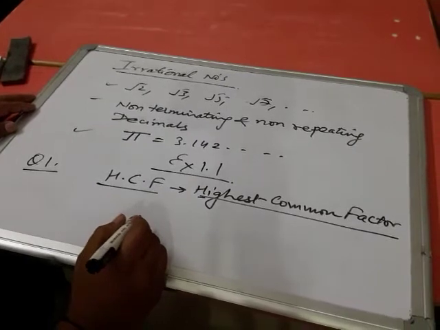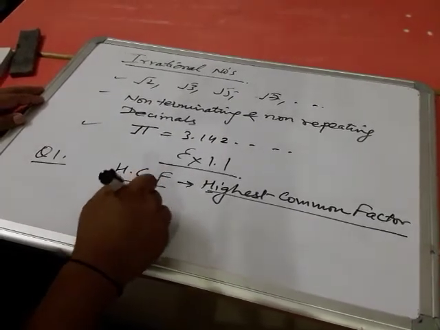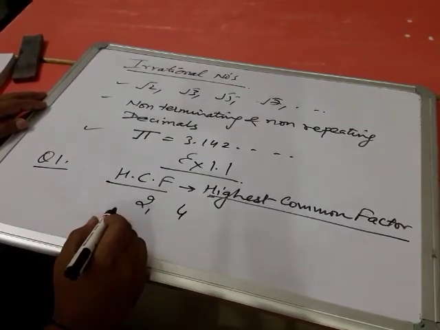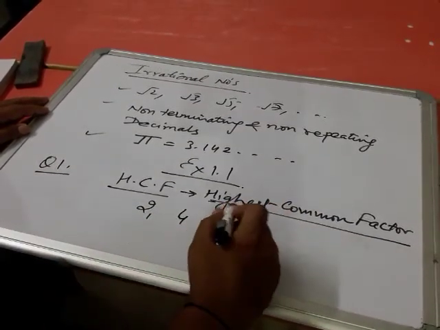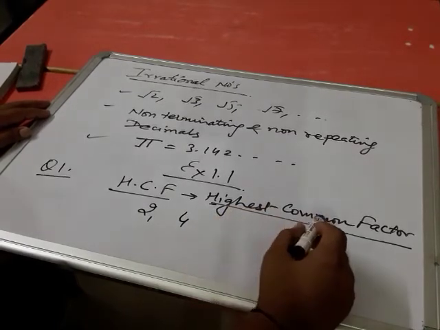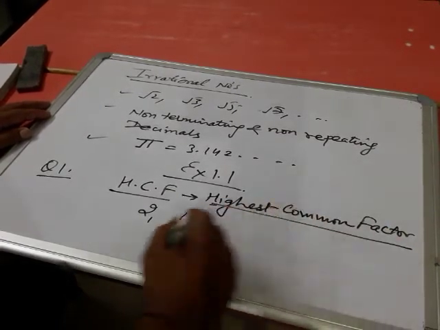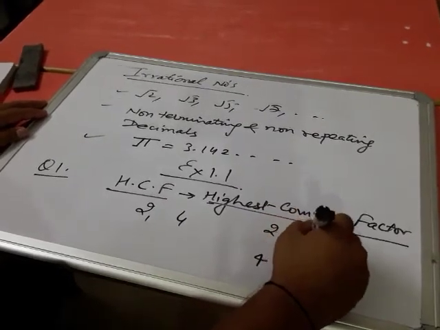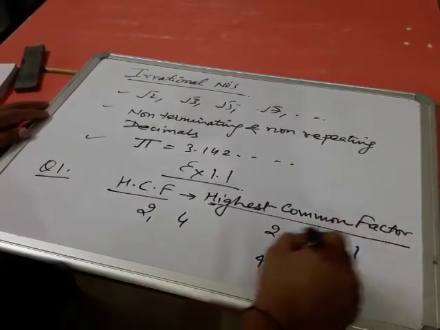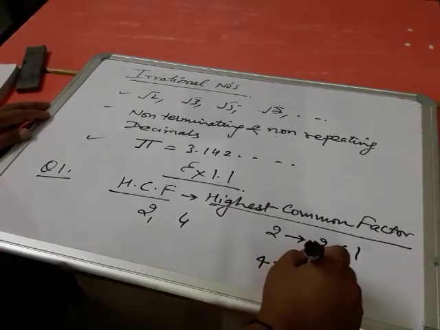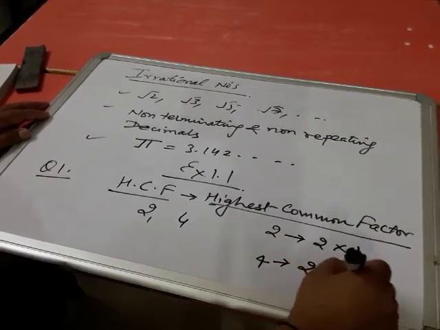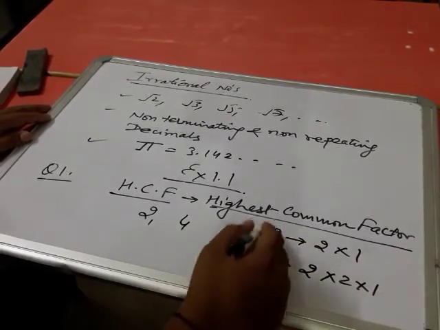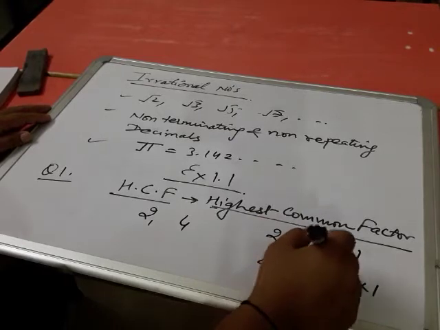Suppose we take two numbers, 2 and 4. So we will understand the meaning of each word: highest common factor. There are two numbers, 2 and 4. What are the factors of 2? 2 into 1. And what are the factors of 4? 2 into 2, and 4 into 1. So what is the factor which is common to both? The factor is 2.